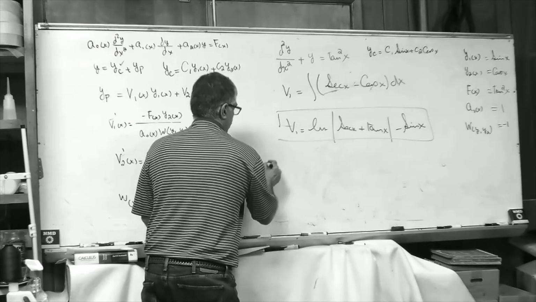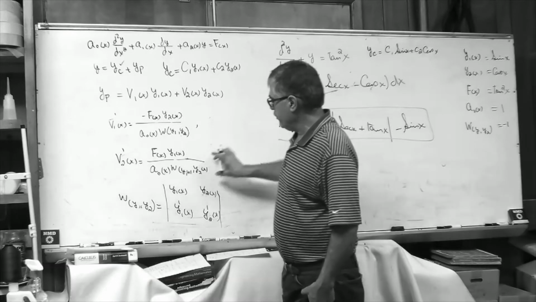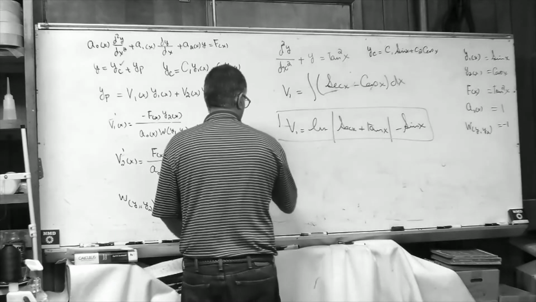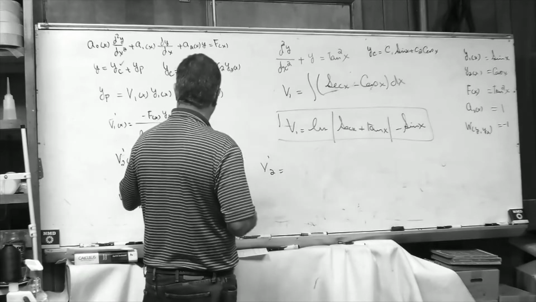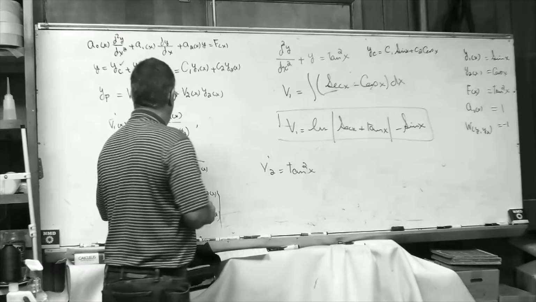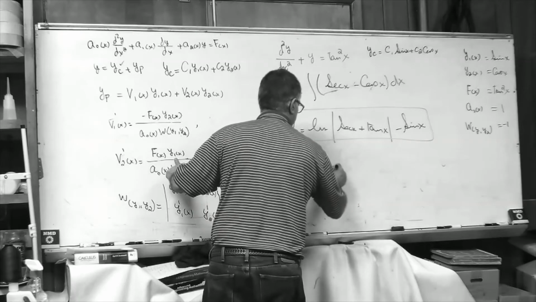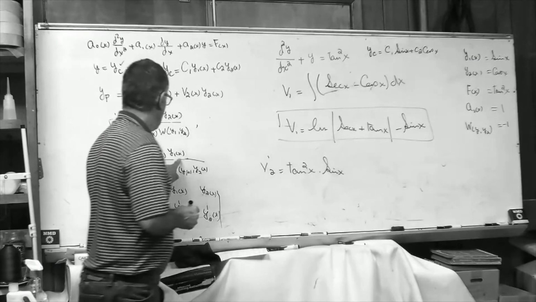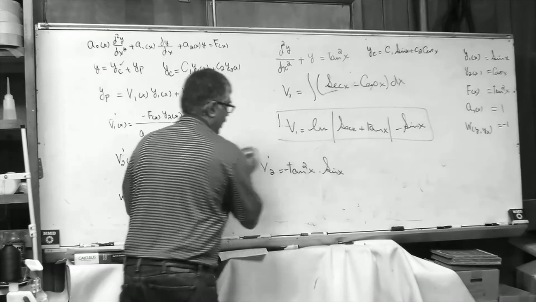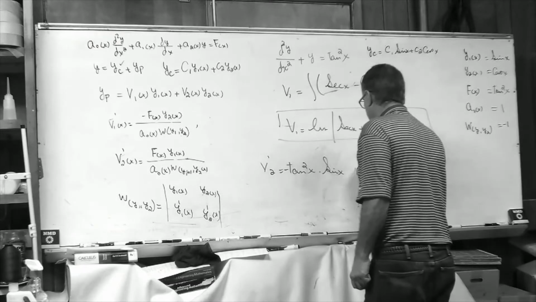And to find our V2, we have to first find V prime 2, then take integration over that and find V2. So V prime 2 is equal to f(x), which is tan square of x, multiplied by y1(x), which is sine of x, divided by 1 times minus 1. So we are going to have a minus here.